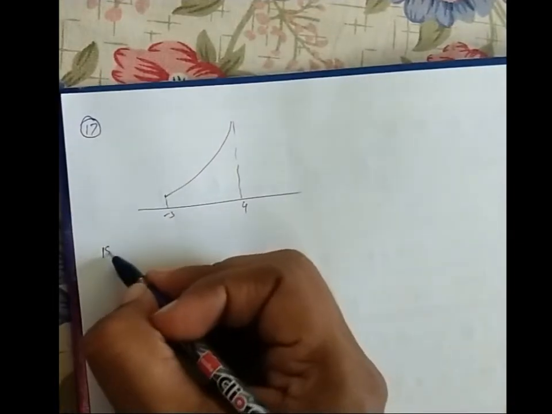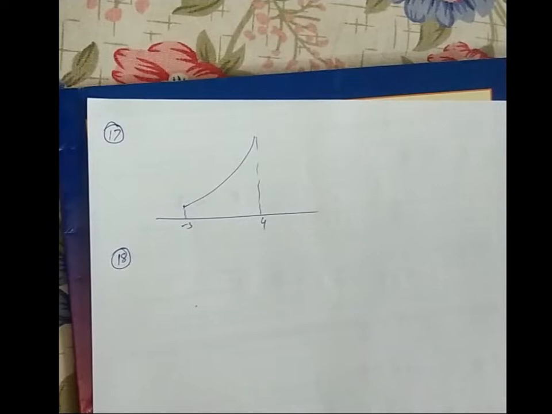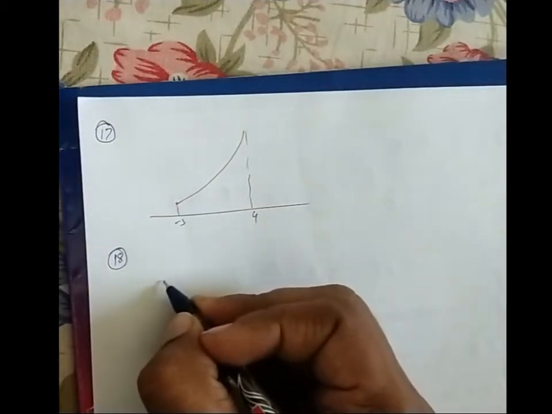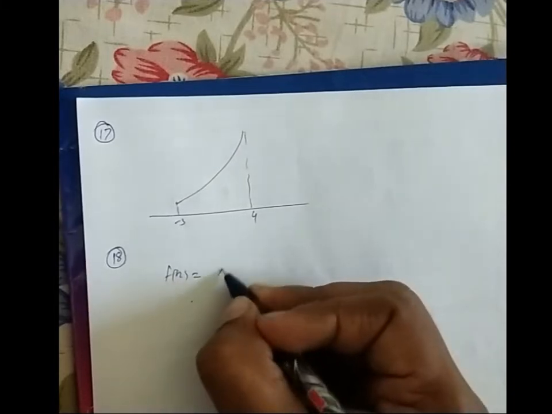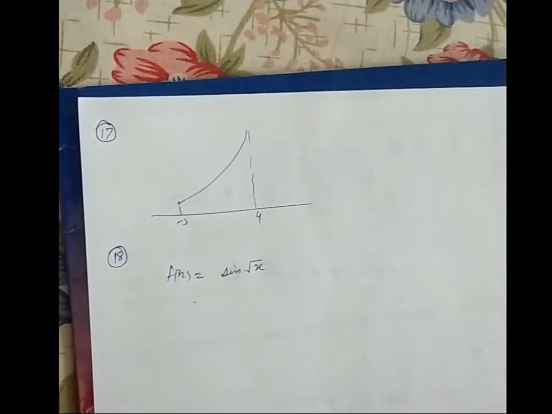Moving on to the next question, question number 18. If f has a domain 0 to infinity and has no horizontal asymptotes, this is not necessarily always true. For example, one of the functions which does not satisfy this is sine of root x. The second part: if f is continuous on [-1, 1], f(-1) is equal to 4, and f(1) is equal to 3, then there exists a number r such that f(r) is equal to pi. That's pretty obvious from the intermediate value theorem.